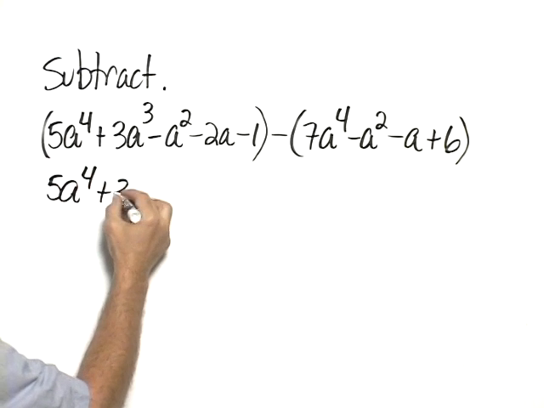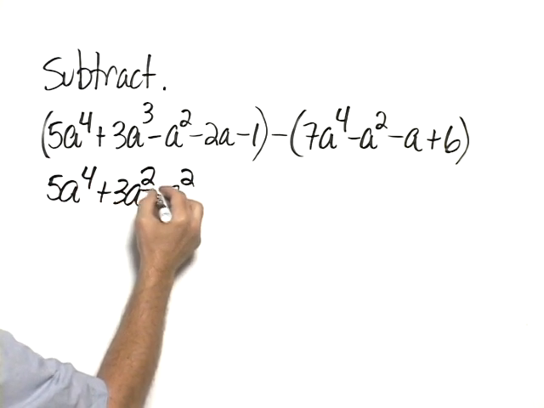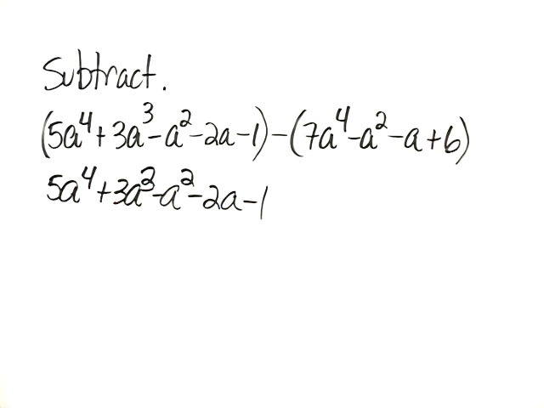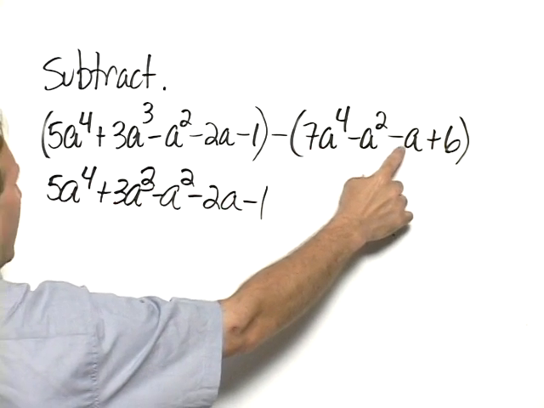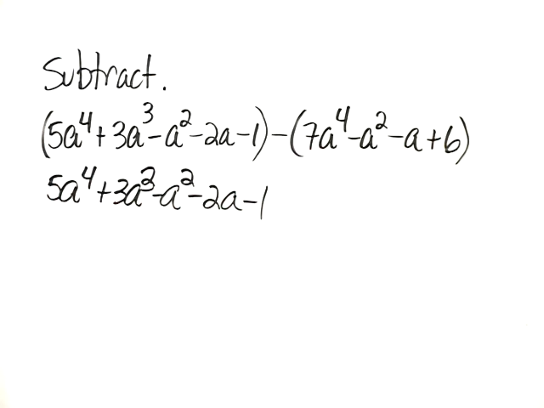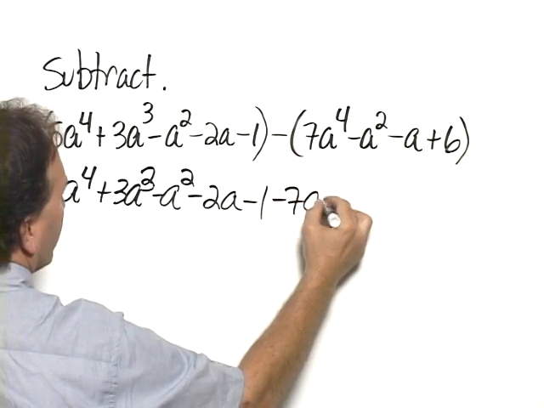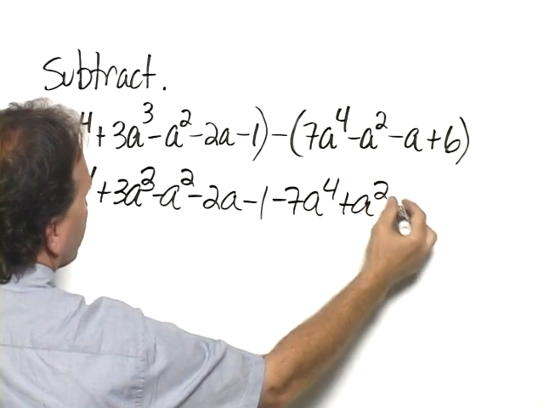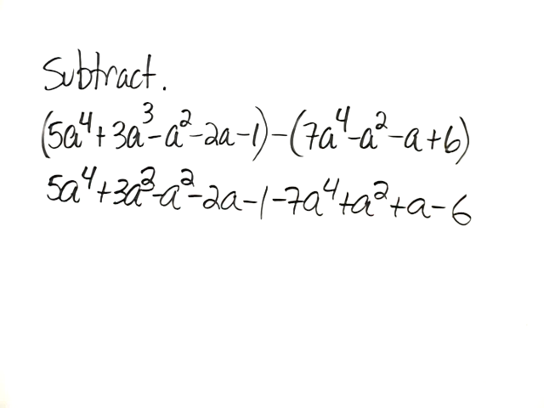5a to the fourth plus 3a cubed minus a squared minus 2a minus 1. And now we'll change each of the signs of the terms in the second polynomial expression. So minus 7a to the fourth plus a squared plus a minus 6.